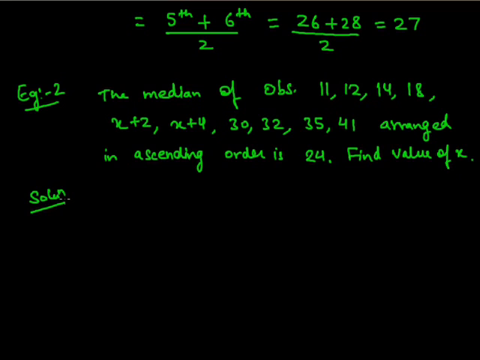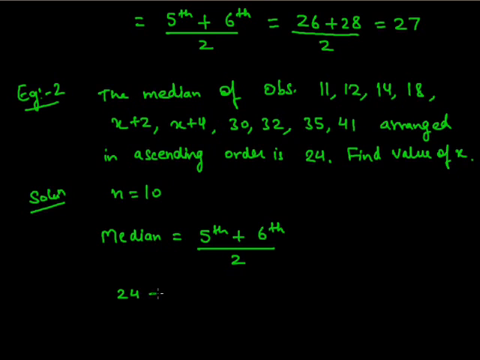If you count the number of observations here, we can see that the number of observations again is 10. That is, the value of n is 10. So again the median will be equal to n by 2, that is 10 by 2, the 5th observation, plus n by 2 plus 1, that is the 6th observation, divided by 2. The median given here is 24. Now the 5th is x plus 2 and the 6th is x plus 4. So 24 equals x plus 2 plus x plus 4, divided by 2.